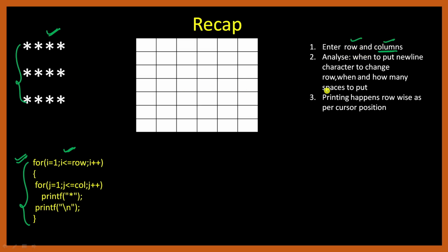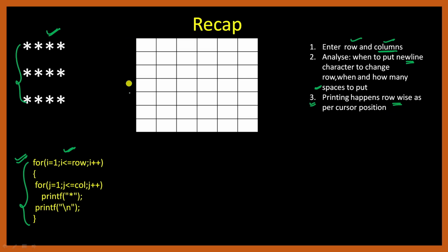Then in this pattern question, we have to see when we have to put the new line character, that is, when we have to change the row. And you will also see in my upcoming video that we should take care of the spaces also. Sometimes we need to print spaces to follow a particular pattern. This we will see in the next video. And then we have to take care of this thing that printing happens row wise, and wherever the cursor is, only there the printing will happen.